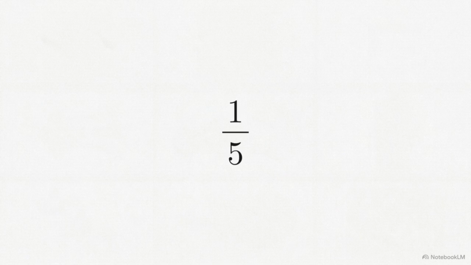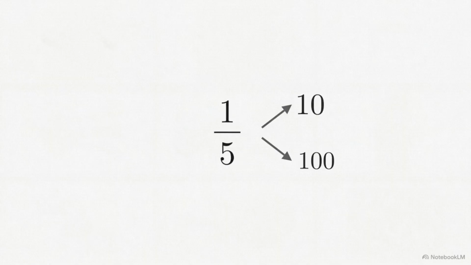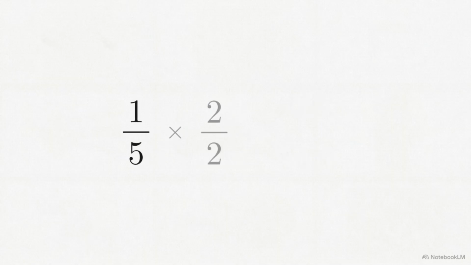Of course, most fractions don't start with a convenient 10 or 100 at the bottom, but many can be scaled up to get there. Take 1/5. Instead of doing complicated division, we can multiply it by a fraction that forces the denominator to become 10, in this case 2 over 2. Because 2 divided by 2 equals 1, multiplying by it doesn't change our original value.